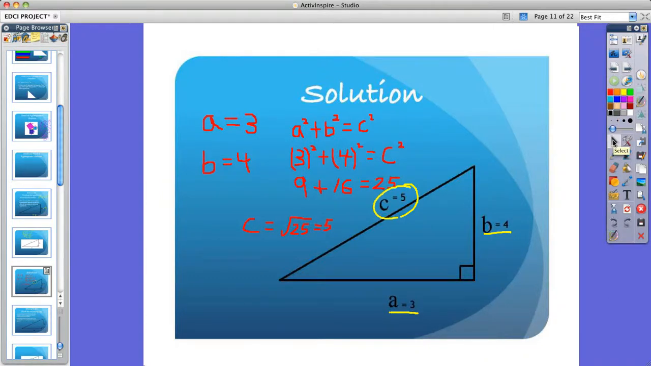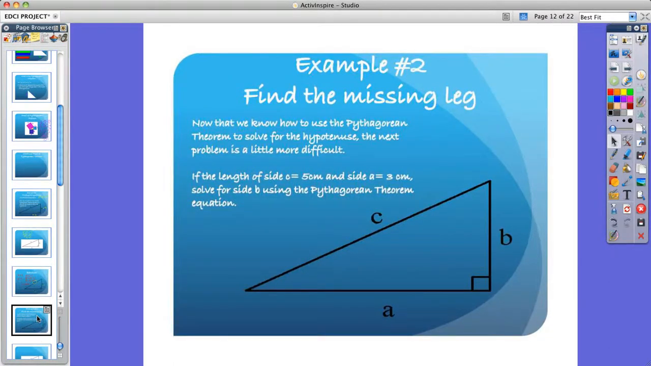Now we will move on to our next example. It says, find the missing leg. Now that we know how to use the Pythagorean theorem to solve for the hypotenuse, the next problem is a little more difficult. If the length of side C is 5 centimeters and side A equals 3 centimeters, solve for side B using the Pythagorean theorem equation.